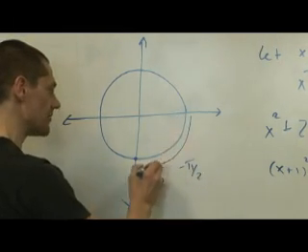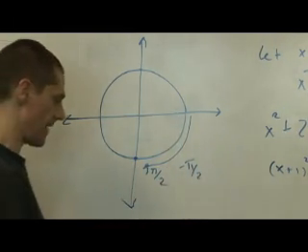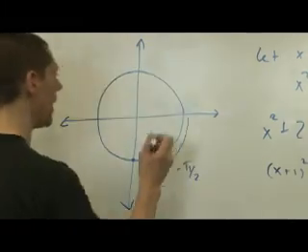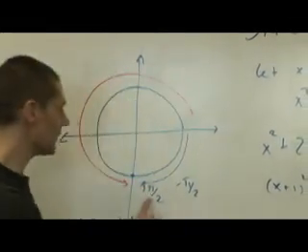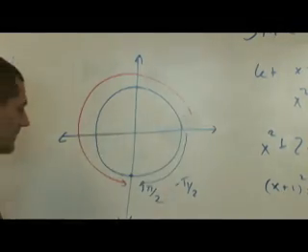Minus pi over 2 swings down this way. Positive pi over 2 swings around this way, or positive 2 pi. Positive 3 pi over 2 swings around this way.